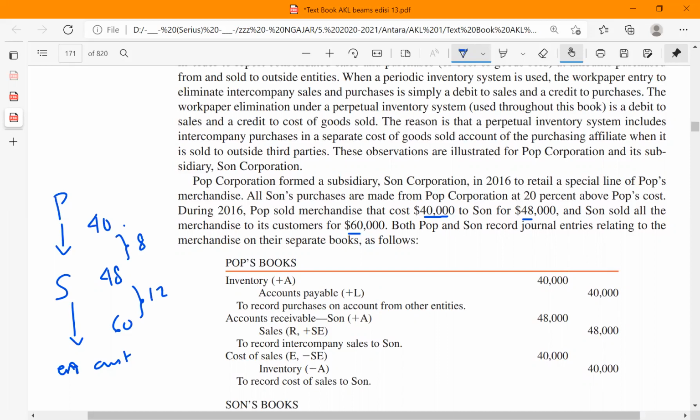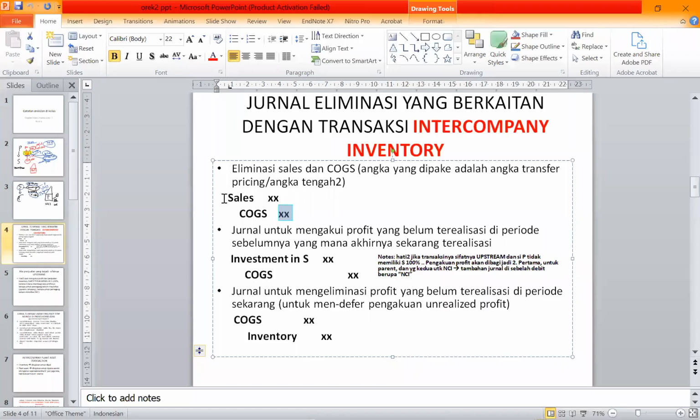make the sales disappear on the consolidated statement, so that it should not be shown that they actually sold the inventory to S. That's why the first journal entry is to eliminate the sales. Sales' normal balance is on the credit side, and because we have to eliminate it, we locate it on the debit side. The same goes for the cost of goods sold. The normal balance is on the debit side, and when we eliminate it, we locate it on the credit side.